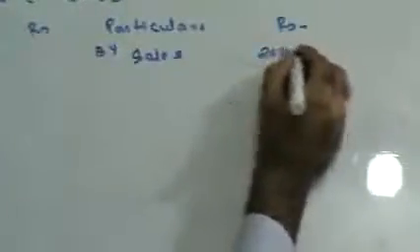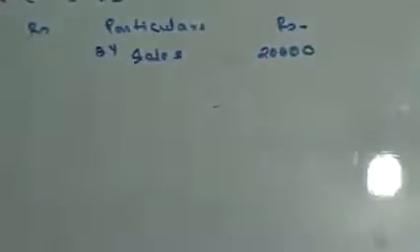Now let's make P&L account. Start again. From the beginning, we start reading again. By sales. Sales is given to you as 20,000. Then you have to purchase of material.